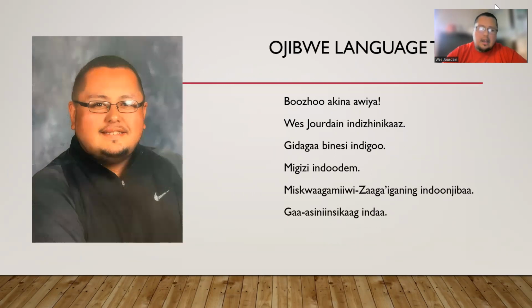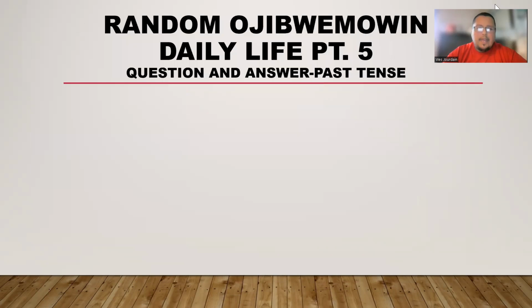So with that, we have our Random Ojibwemowin Daily Life Part 5, question and answer, past tense. And we're going to go through the 10 verbs that I've chosen, in this order. It's the same order each time, so we get a routine and have it stick in our minds. Once we get a routine down, that's the way we think, and that's how we react to questions. If we get a routine down, it just comes second nature.